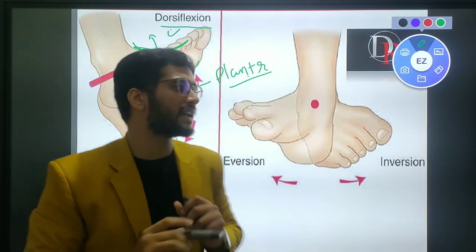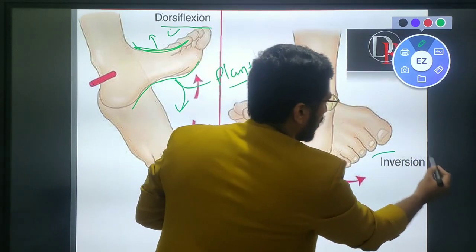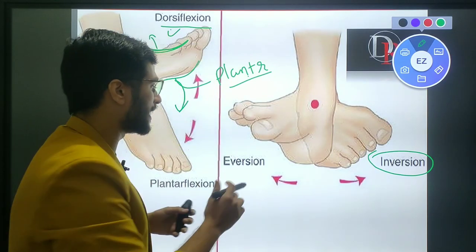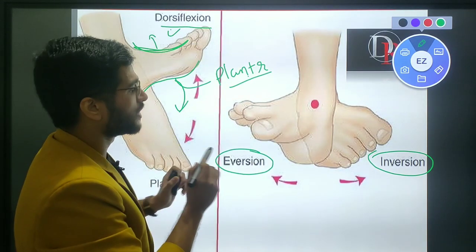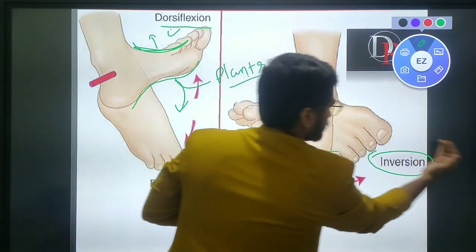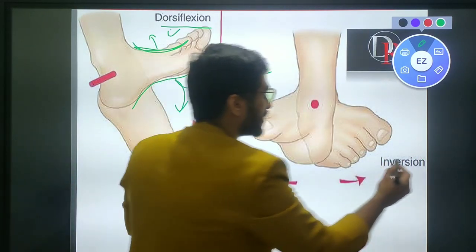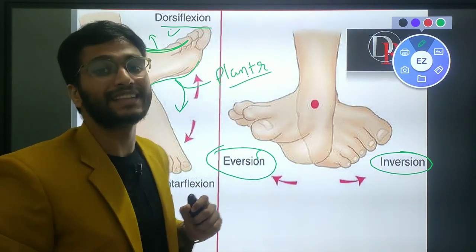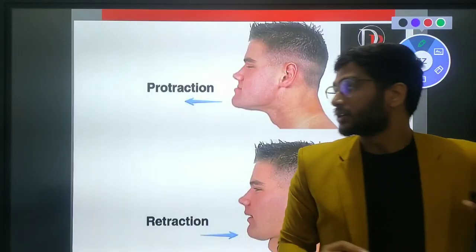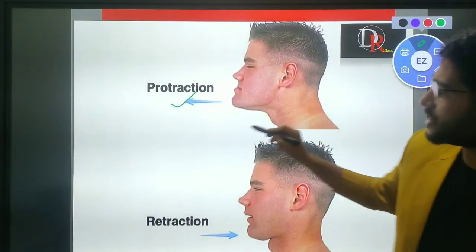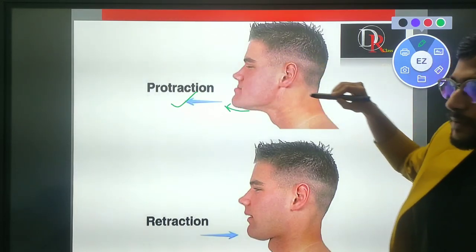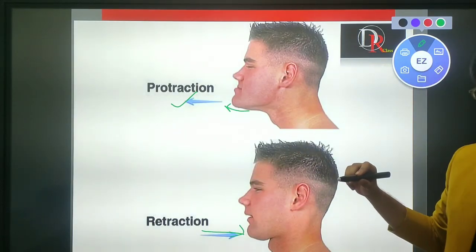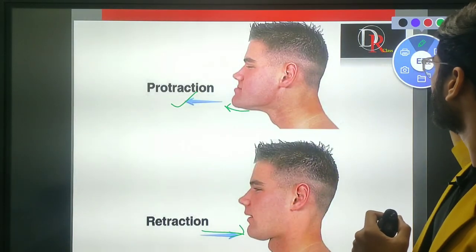Clear? So this is eversion and inversion. The movement of the feet inward is known as inversion, and the movement of the feet outward is known as eversion. And this is protraction, when we push the mandible in an outward direction, and when we pull the mandible inside, in an inward direction, that is known as retraction.